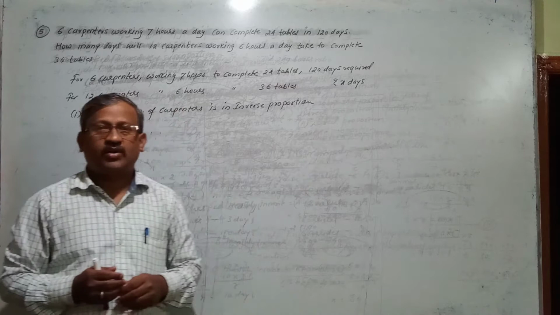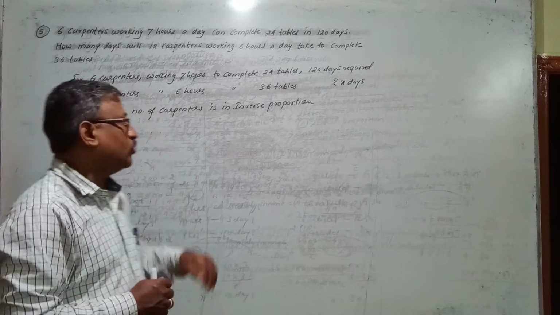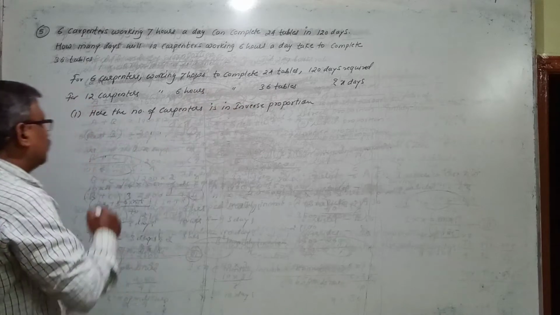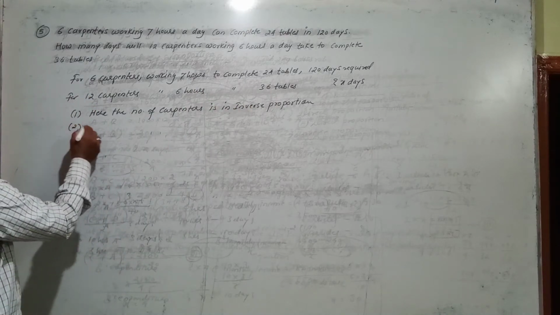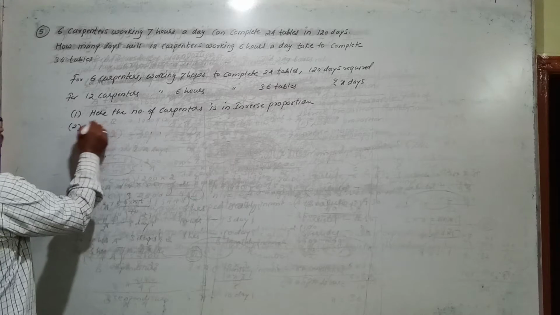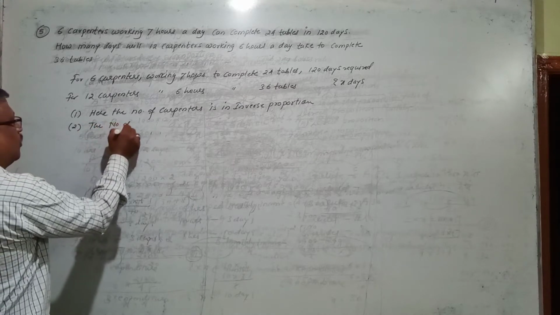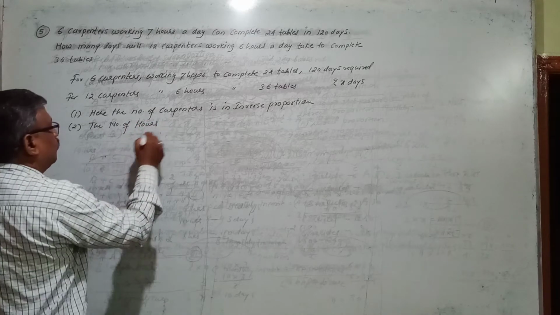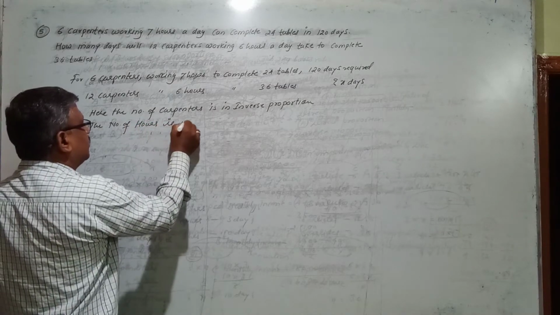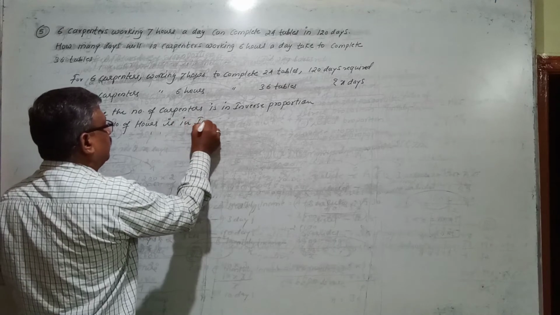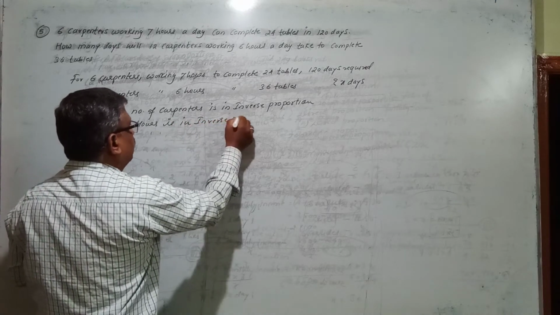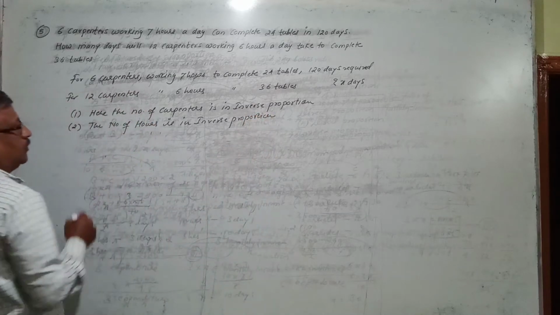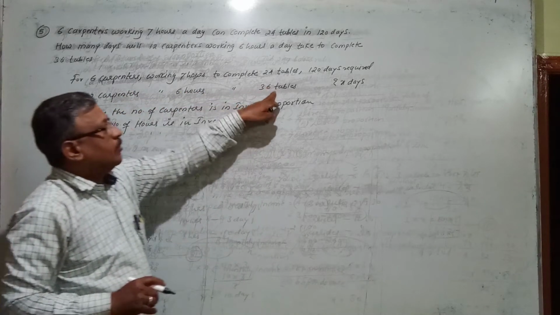So it is said to be what it is? Inverse proportion. So number of hours are also in what it is? Inverse proportion. So here just below this you put number 2 and write. The number of hours is in inverse proportion. Yeah. Now you have to compare what?